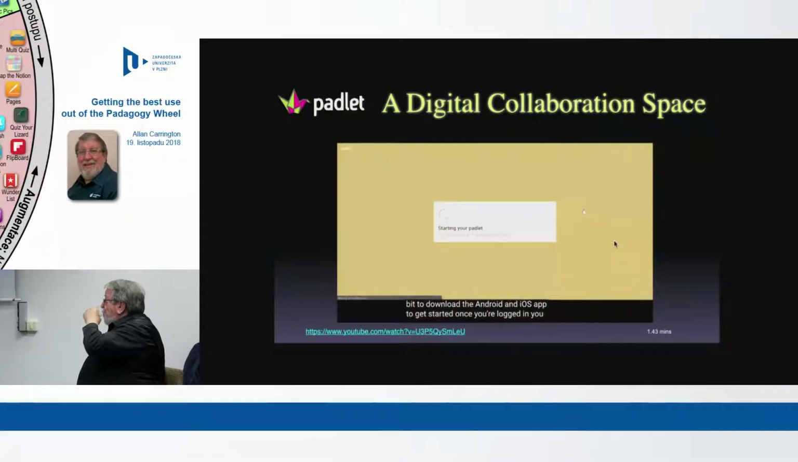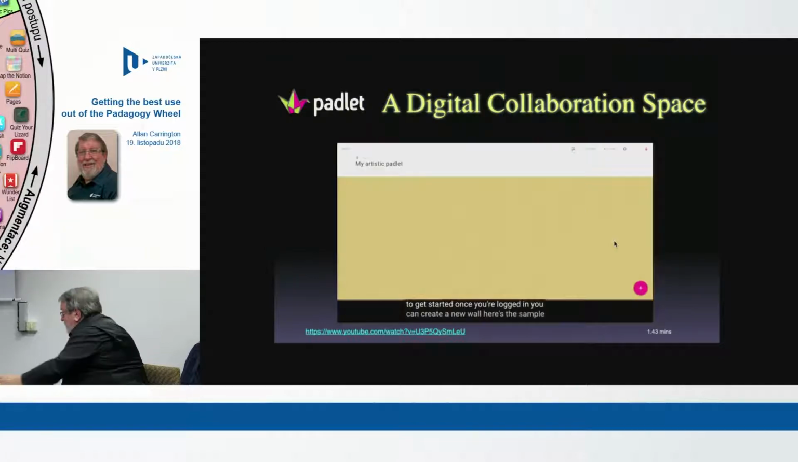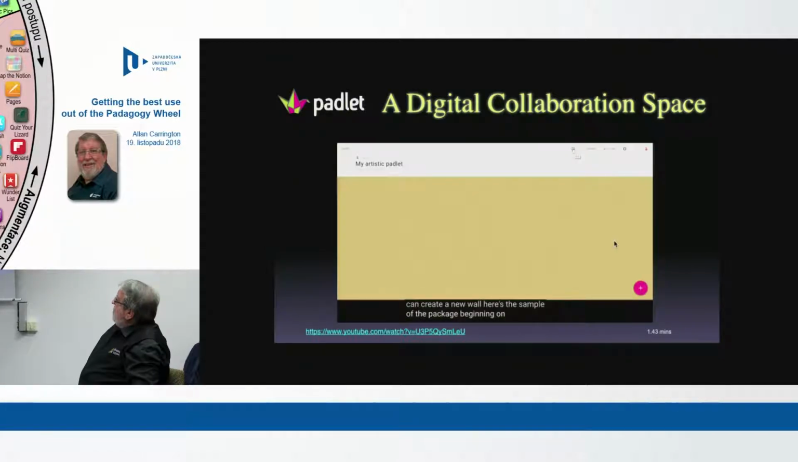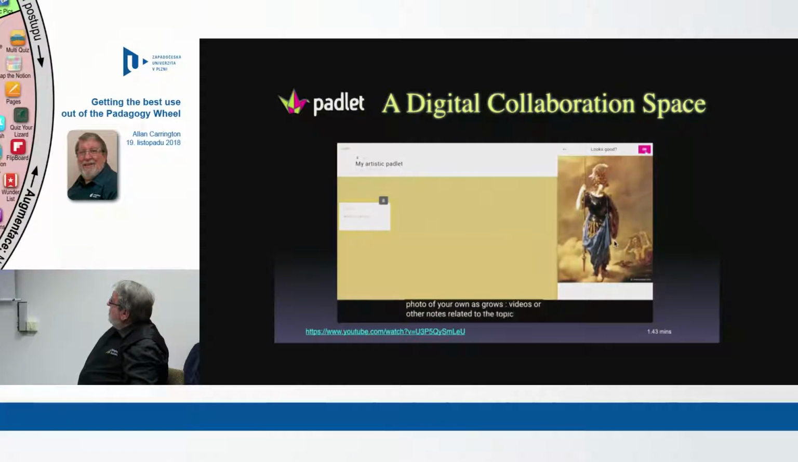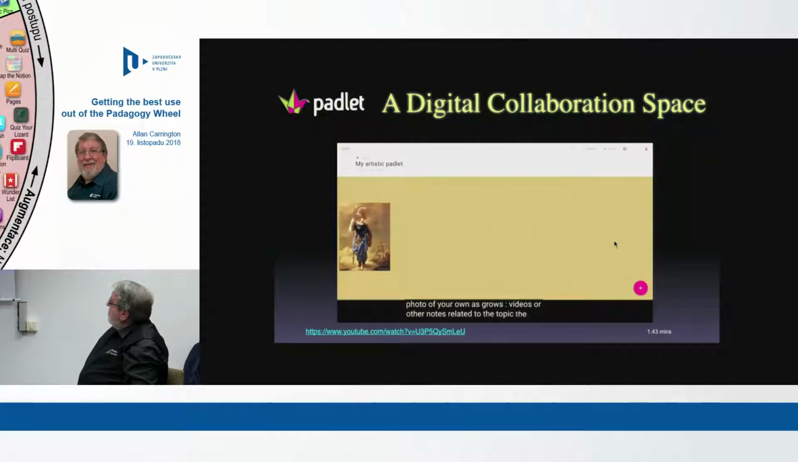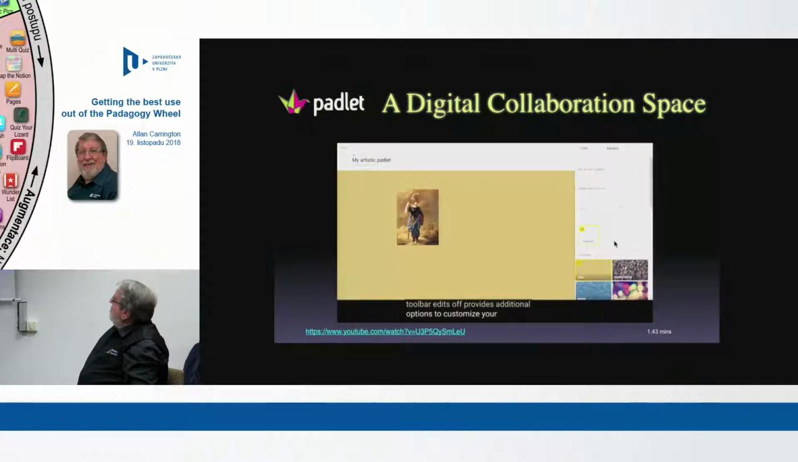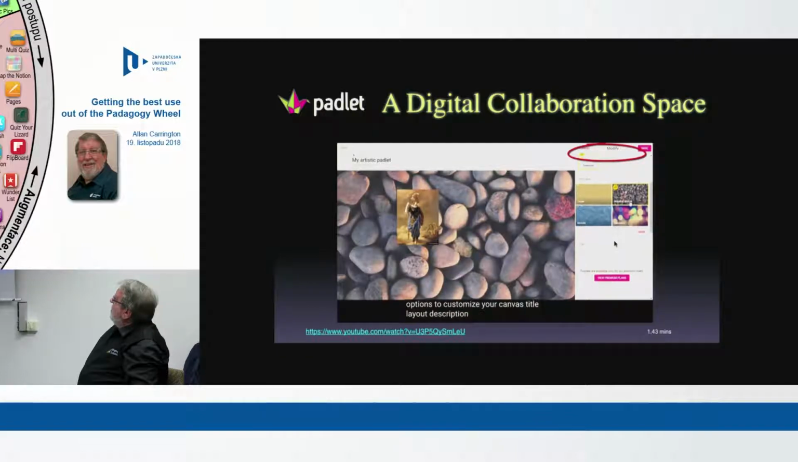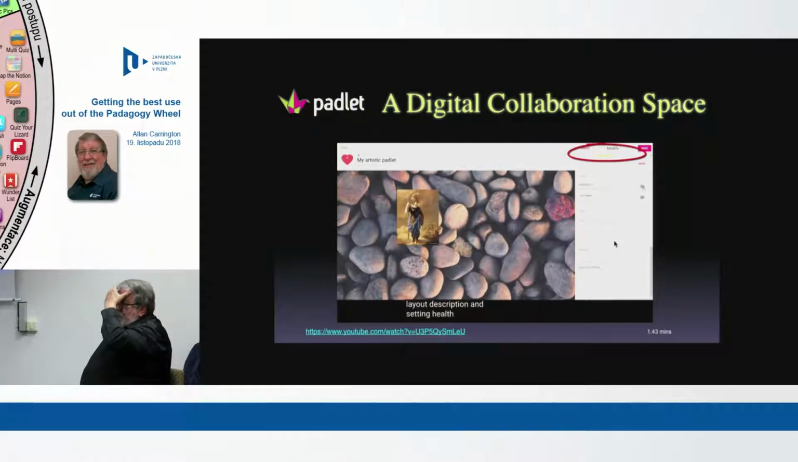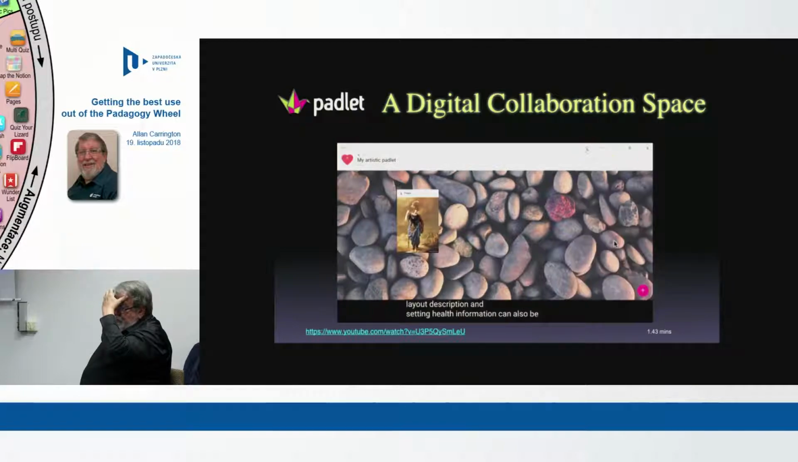Once you're logged in, you can create a new wall. Here's a sample of the Padlet's beginning. On a Padlet, you can simply click this plus icon or double-click to add a link to an image you have found online, or you can upload a photo of your own, add prose, poems, videos, or other notes related to the topic. The toolbar at the top provides additional options to customize your Padlet's title, layout, description, and privacy settings. Help information can also be accessed here.